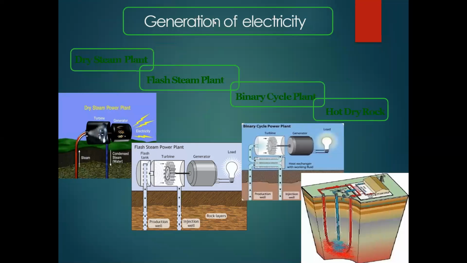So when it comes to generation of electricity, there are different types. There's dry steam plant, flash steam plant, binary cycle plant, as well as hot dry rock. Everyone works on a similar principle, but in a different way.